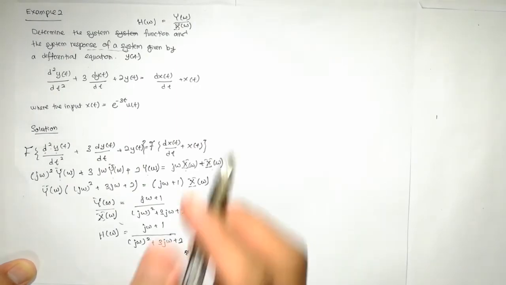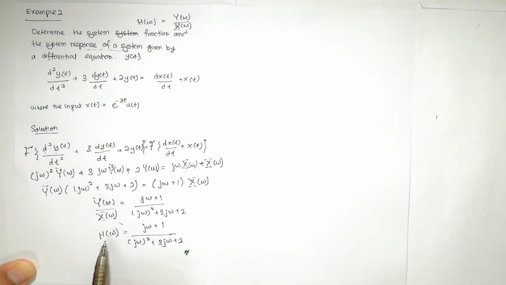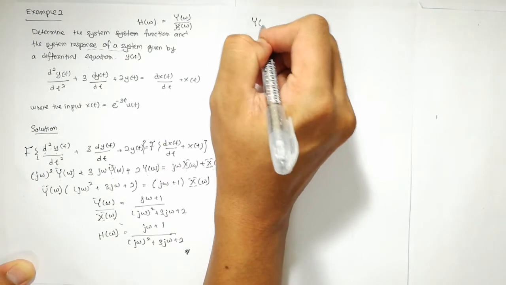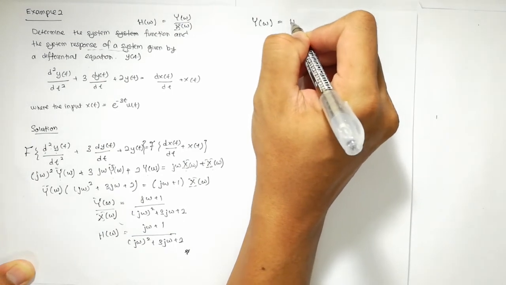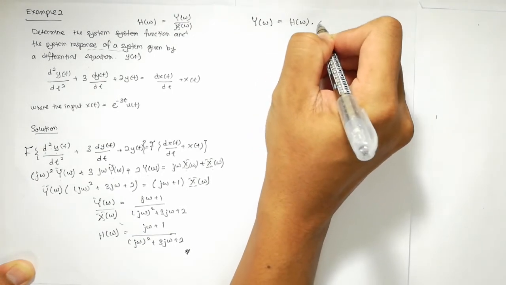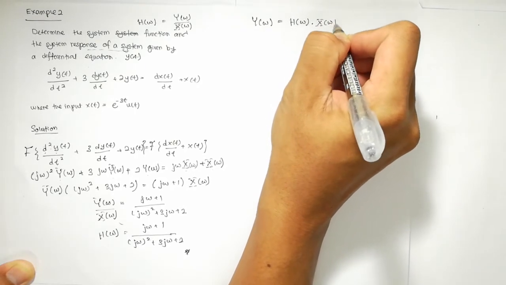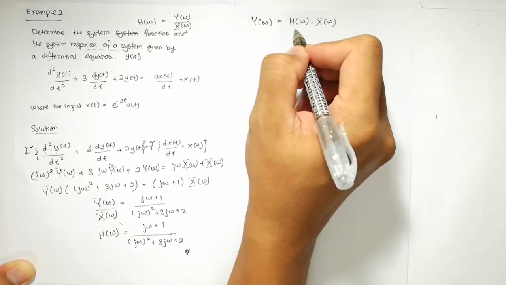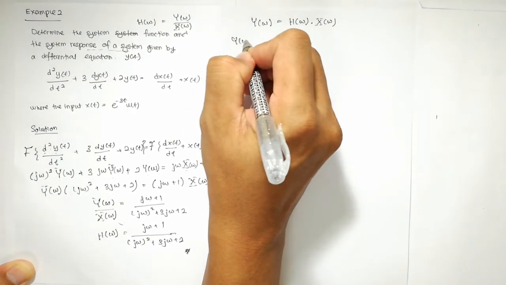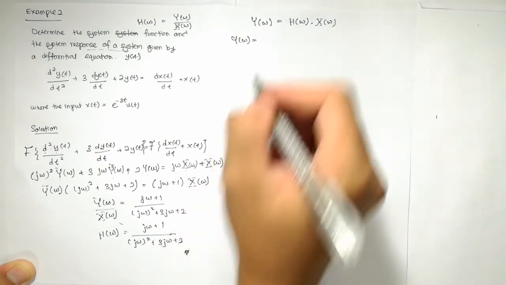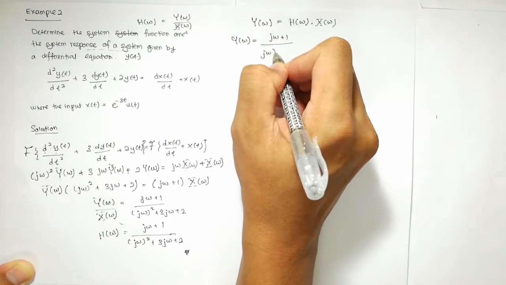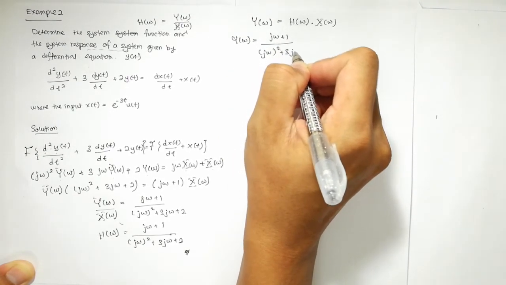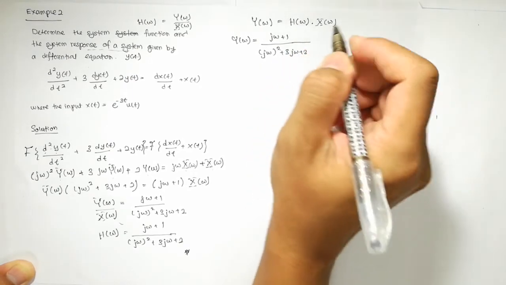So our y(t), because we have Y(ω) = X(ω)H(ω). To find Y(ω), we need to multiply our system function H(ω) with the input X(ω). Our H(ω) is (jω + 1) divided by ((jω)² + 3jω + 2).